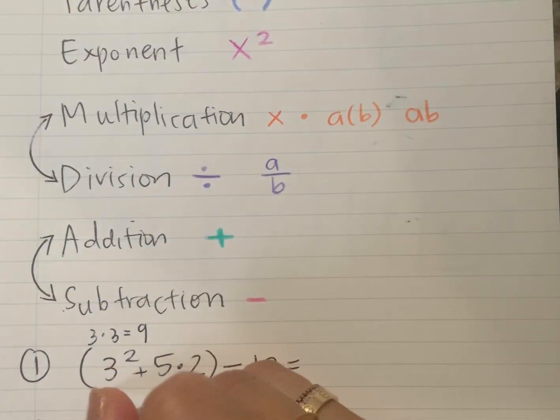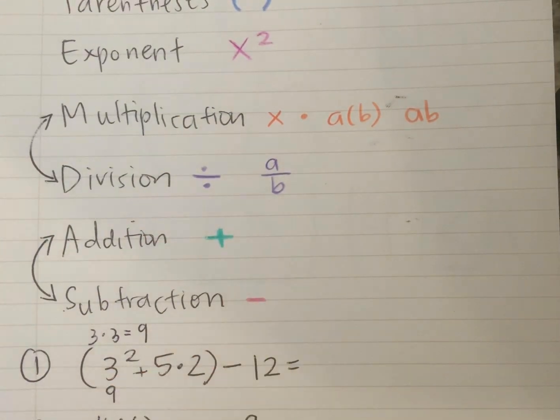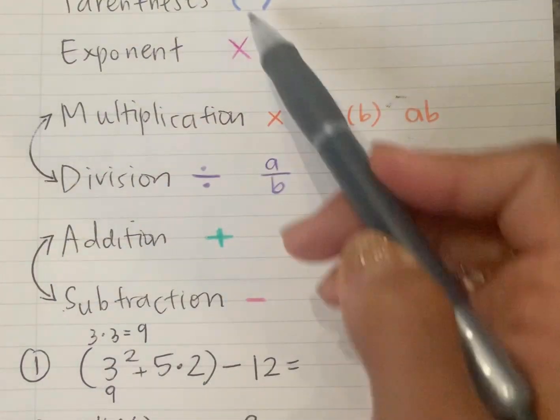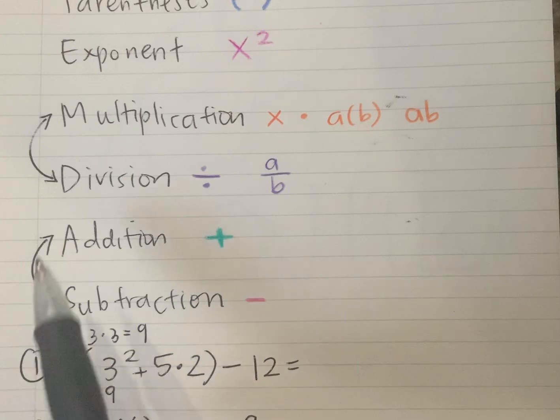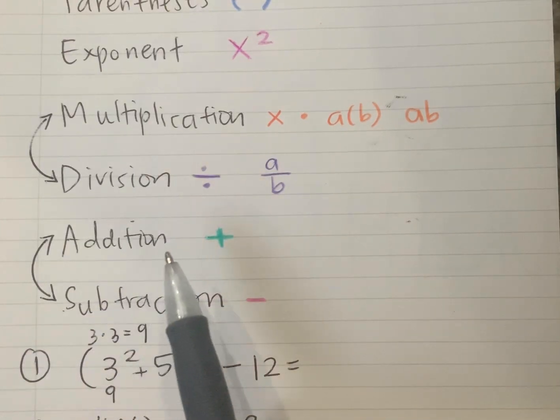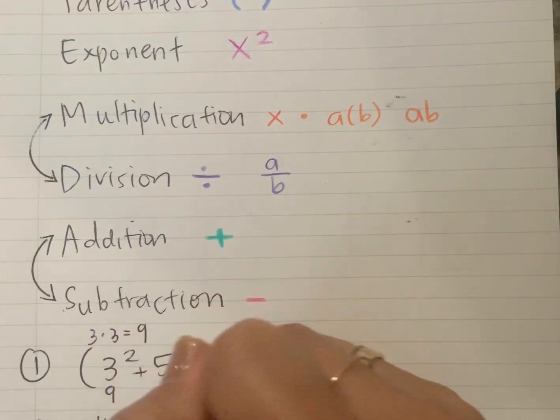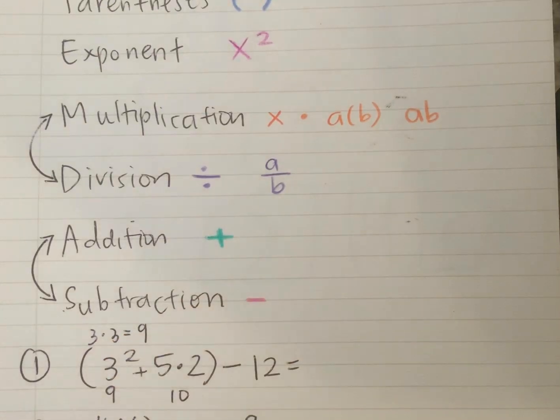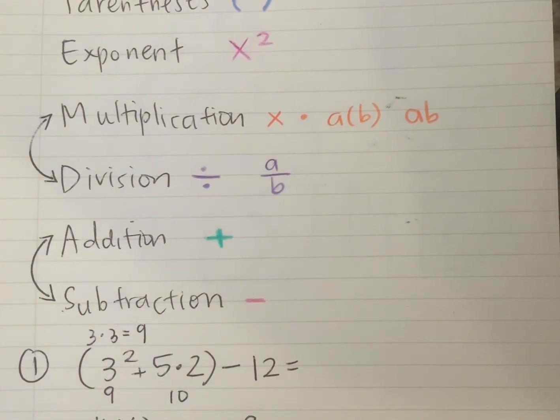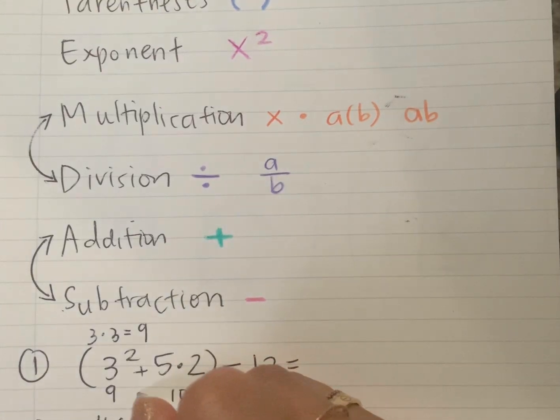Okay, so I'm going to write a 9 under here. 9. And then we see plus 5 times 2. According to our acronym, PEMDAS, multiplication comes before addition. So it's not actually going to be 9 plus 5. It's actually going to be 5 times 2, and that's going to be 10. And the operation that remains is this plus sign, so I'm going to write that here.